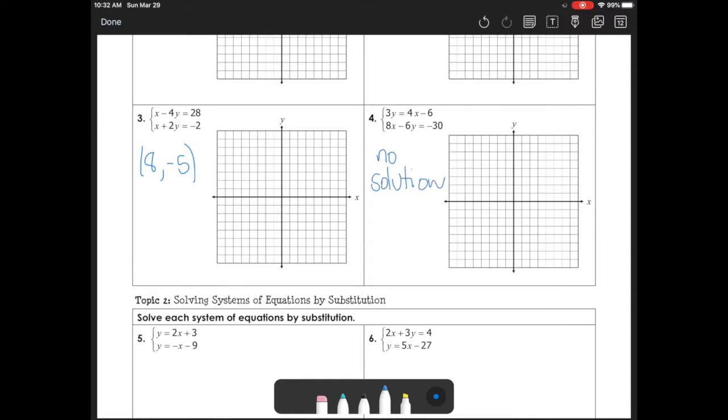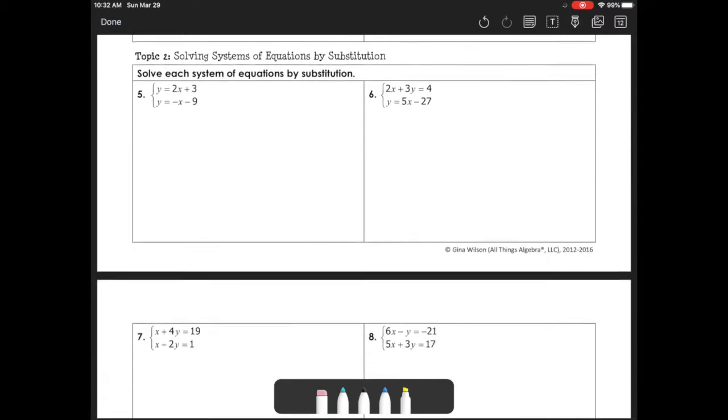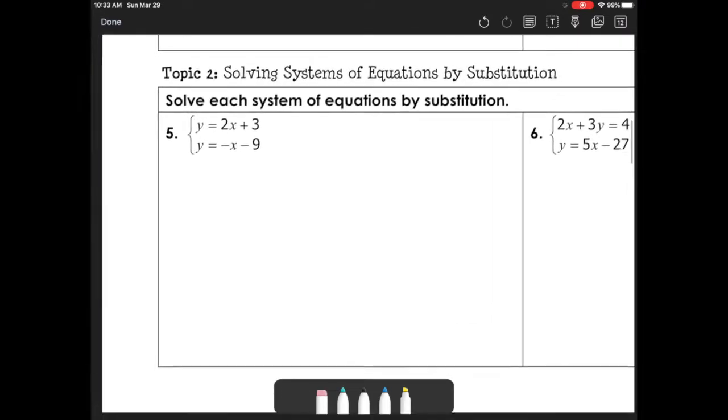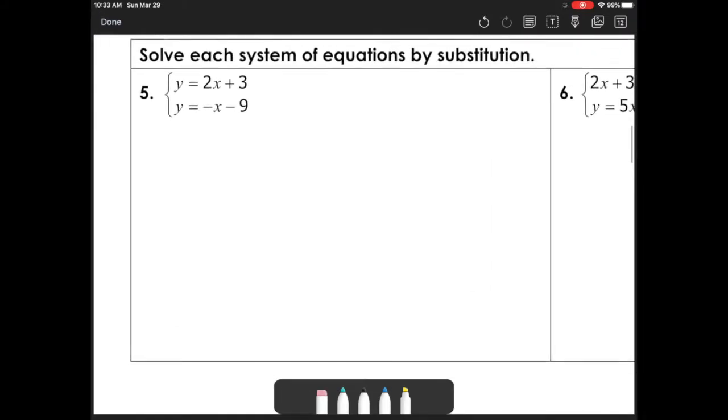Moving down, we are going to solve each of these by substitution. So let me make this nice and big so I can write. All right, substitution. If you notice, both the equations already say y equals. So I could either substitute this into the second equation or substitute this into the first equation. It's kind of my choice.